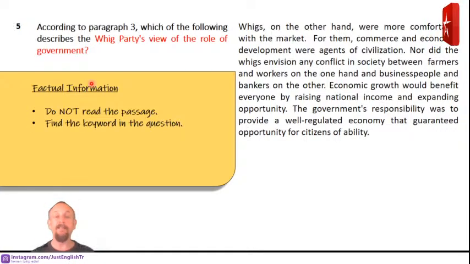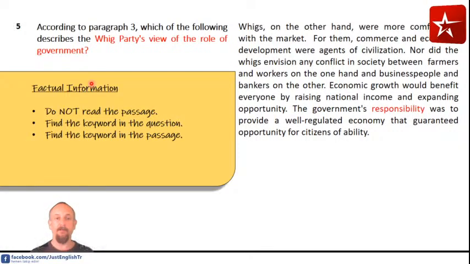So do not read the reading passage. We're going to find the keyword in the question. Same strategies. We're going to find that keyword in the passage. So, in the question we have this Whig Party's view of the role of government. Role of government. Well, it's not a direct keyword. But if you have a role, you have a responsibility. Not all keywords are going to be direct. We're not going to be able to find them exactly.